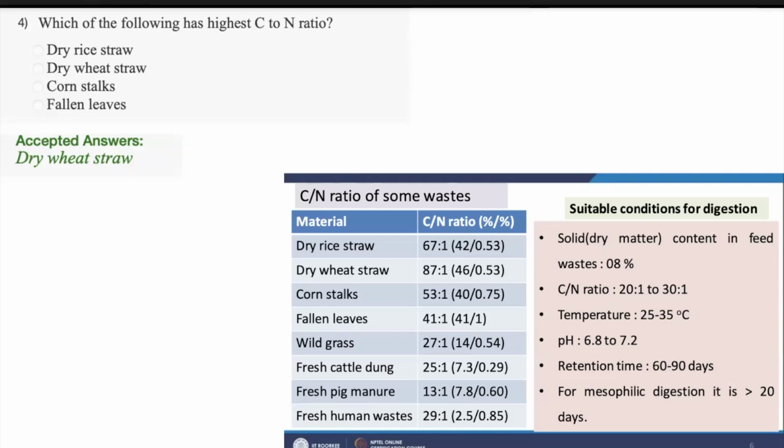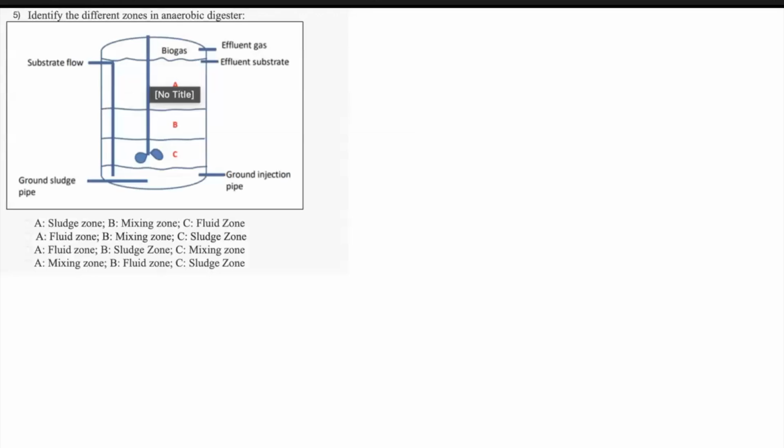So here we talked about the highest CN ratio. We can see that the dry wheat straw has an 87 to 1 ratio of carbon to nitrogen, right? And the lowest can be fresh pig manure, which is literally 13 to 1, right? So just remember the highest and the lowest, and you do not need to worry about all the numbers on the slide, right? We'll go to our next question.